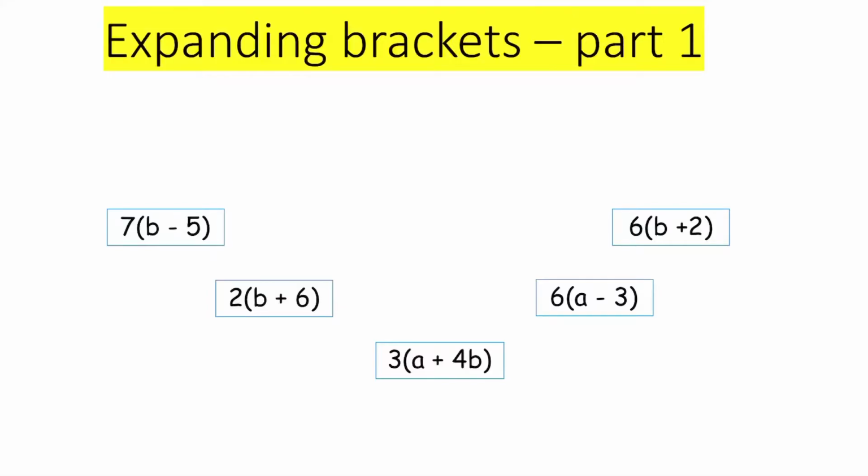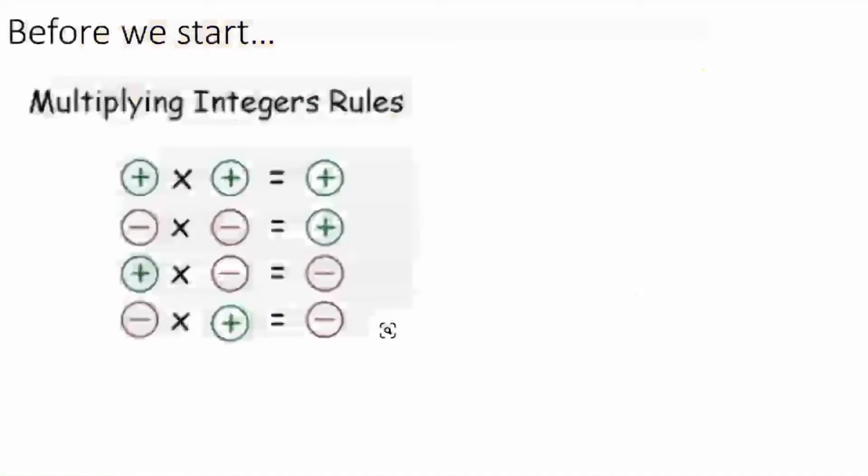We will be looking at expanding single brackets. Before we start, we need to remember the rules that we have when we are multiplying out negative and positive integers. Just to start off, say we had -2 times +3, we will have an answer of -6, because when you multiply a negative number and a positive number, you will get an answer that is negative.